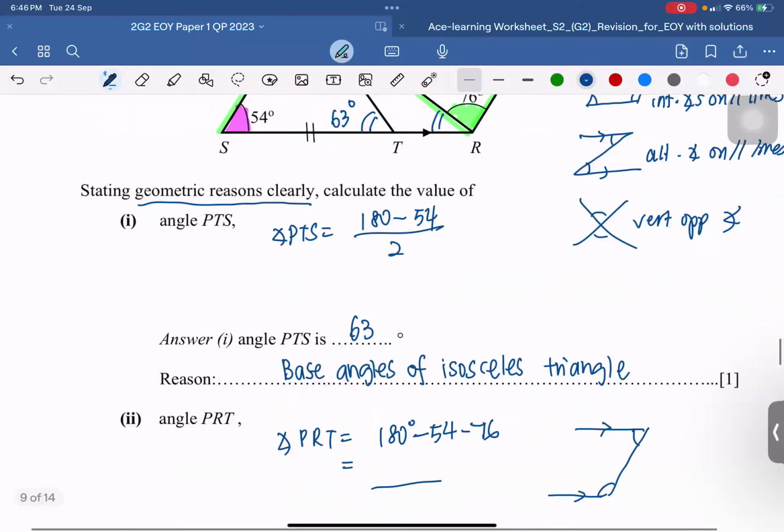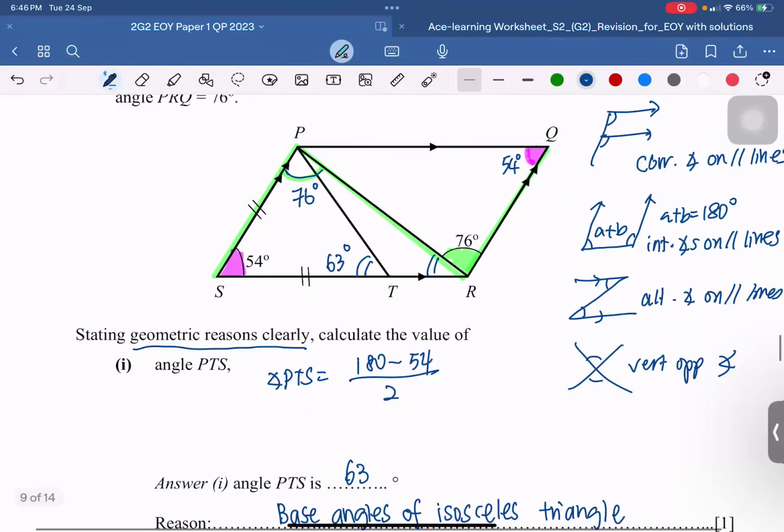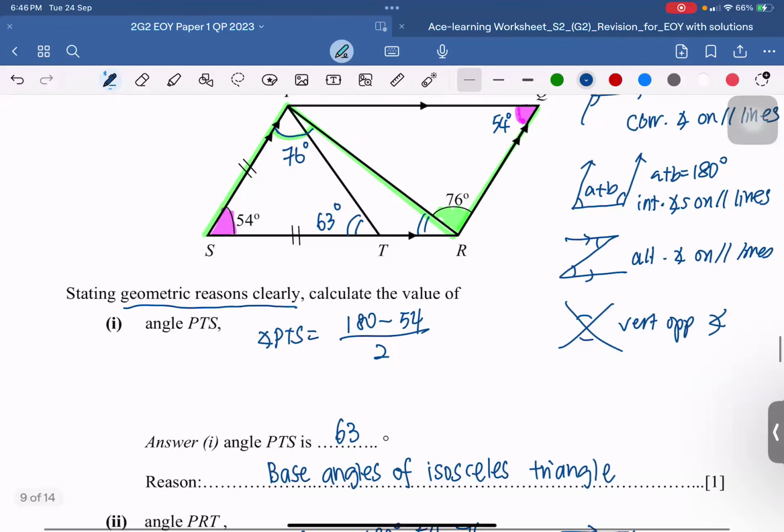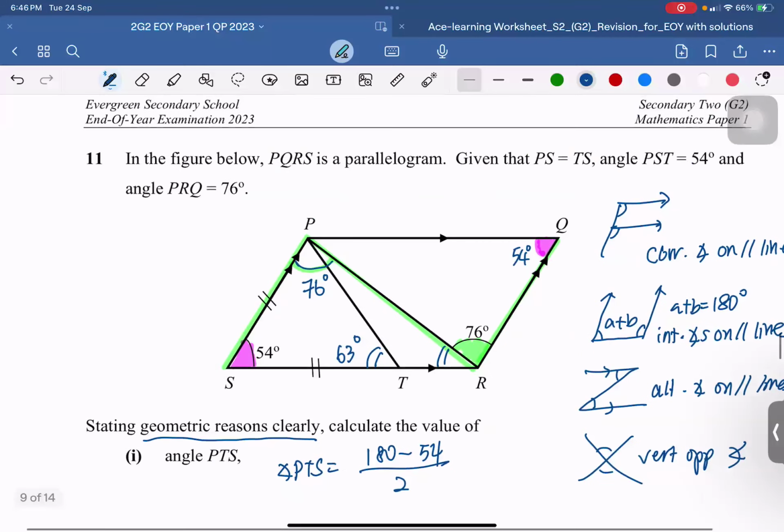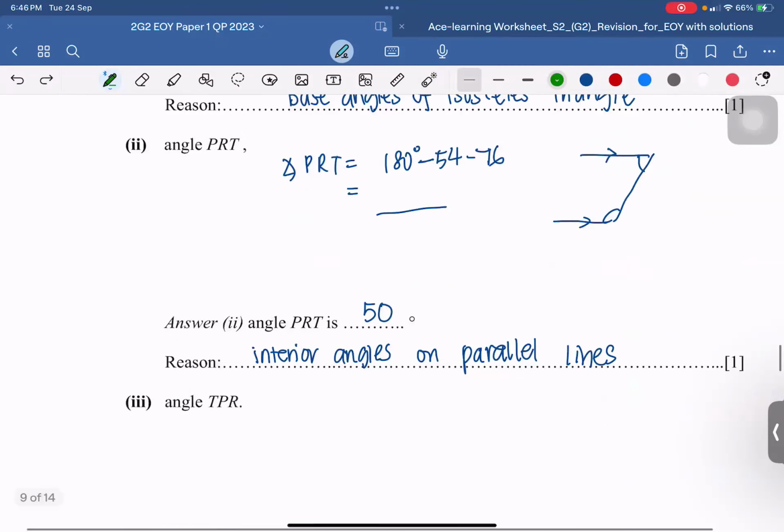Now find angle TPR. What is angle TPR? TPR is the small angle over here. I already know this part over here. This one and this one is an isosceles triangle, right? So the whole thing is 76. This part is 63. I just take 76 minus 63.